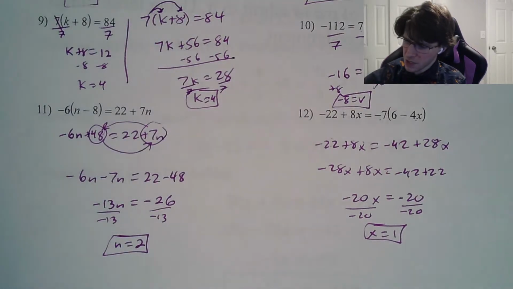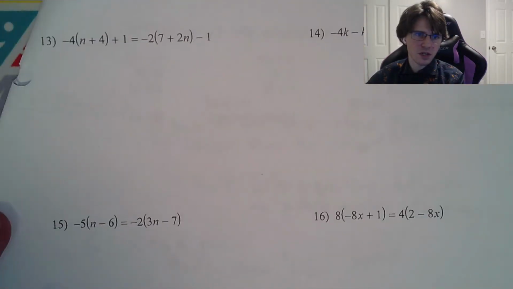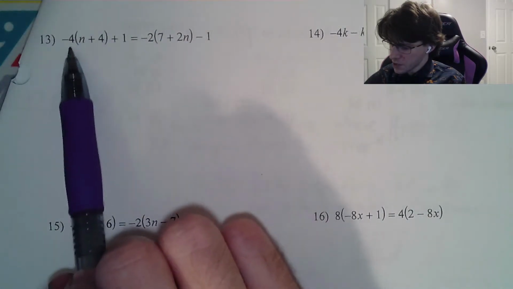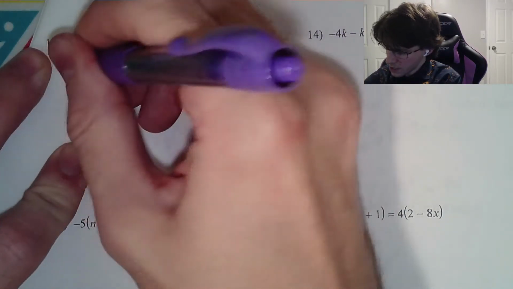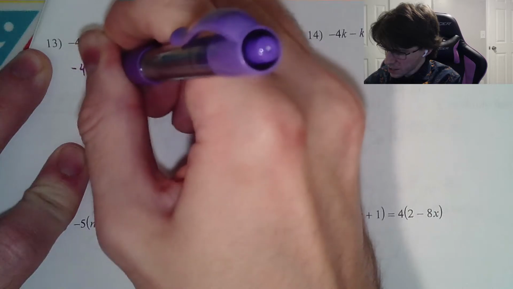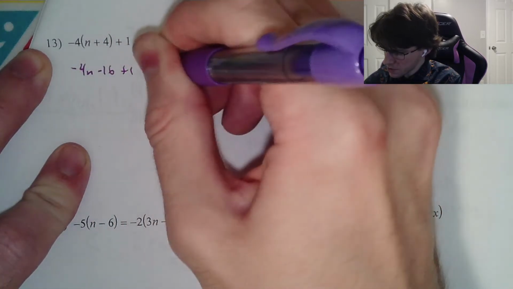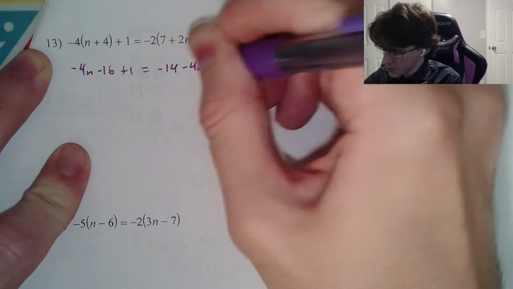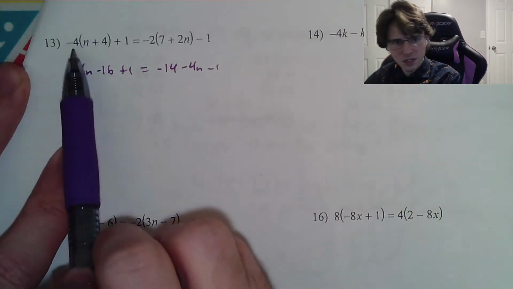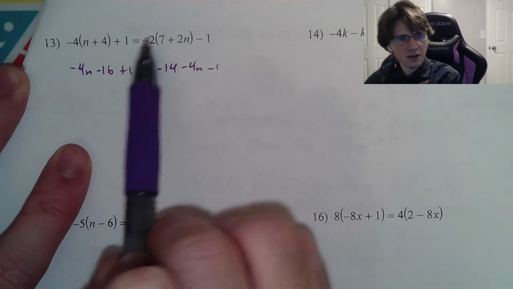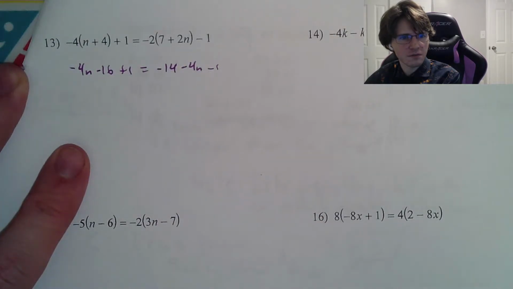Easy enough. Let's continue on. So we have number 13 over here. We have the negative 4 is going to be distributed to become negative 4n minus 16 plus 1 is equal to negative 14. Negative 2 distributes to become negative 4n minus 1. Again, all I did was my arrows going across, arrows going out.